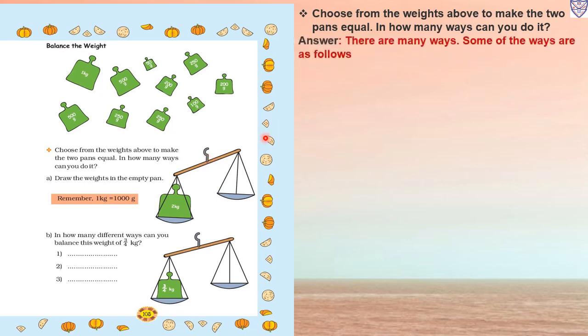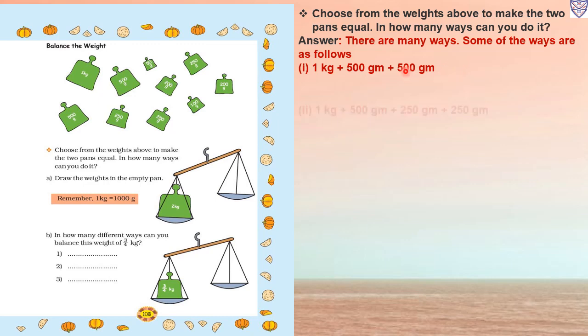So there are many ways. Some of the ways are as follows. First we will put 1 kg, then 2 bags of 500 gram. So it will make 2 kg. 500 gram plus 500 gram we will get 1 kg. Means 500 gram plus 500 gram we will get 1000 gram. The 1 kg equals 1000 gram.